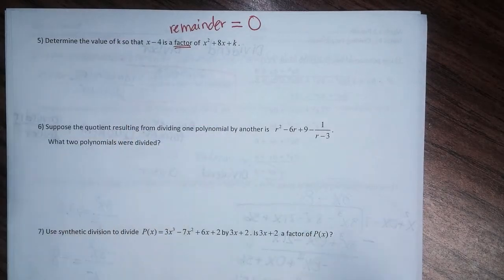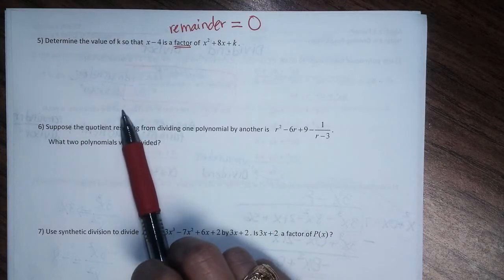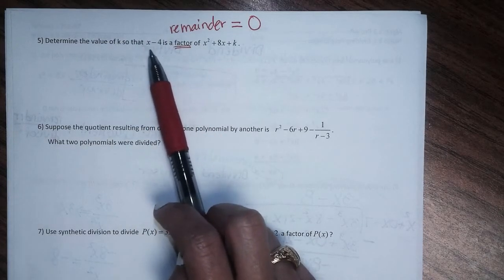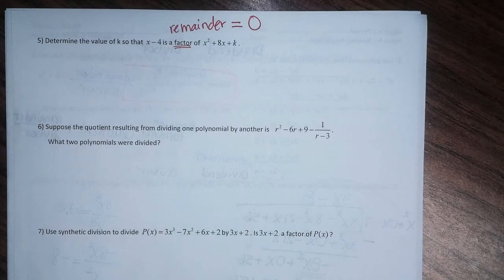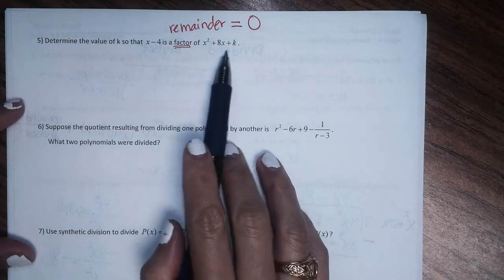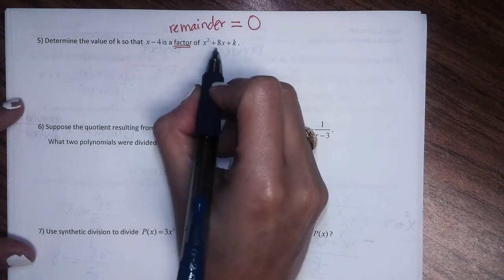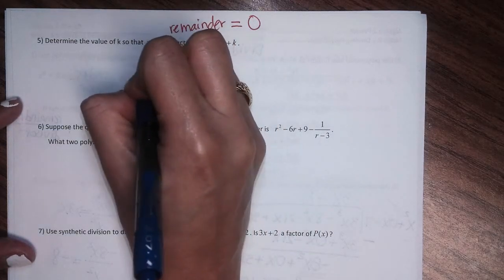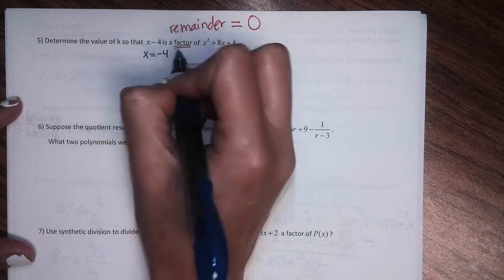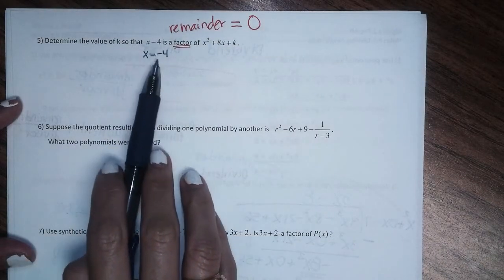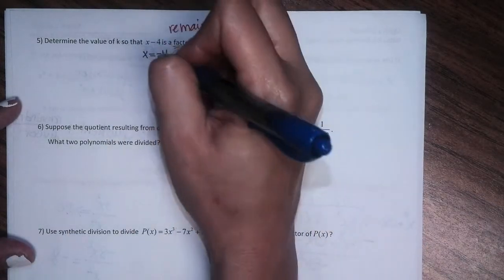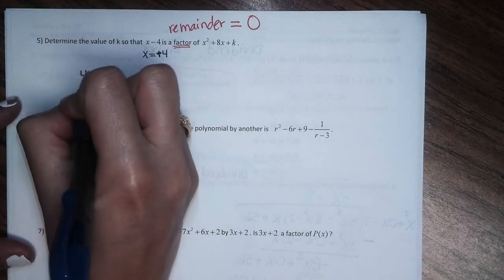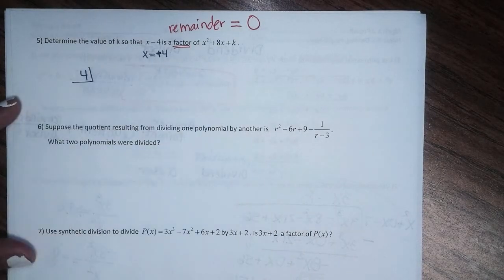So now you get to choose. You can either do the long division if you want, or the synthetic division, since this is a linear binomial. I prefer synthetic division, so that's what I'm going to do. I'm going to synthetically divide x squared plus 8x plus k by x minus 4. Remember that when you use synthetic division, you first have to solve for x here. x should be equal to positive 4. That's what goes in the little box, positive 4.